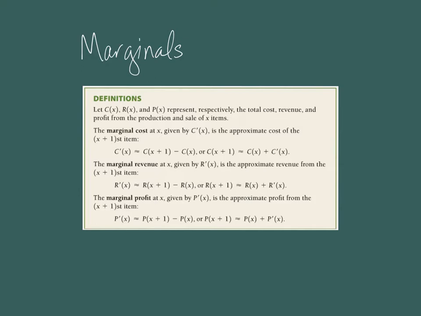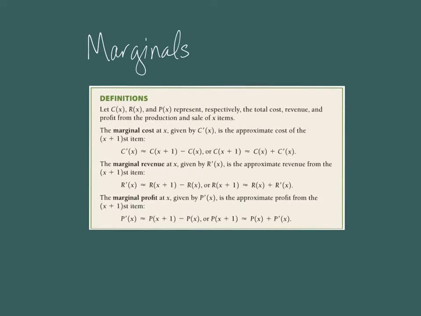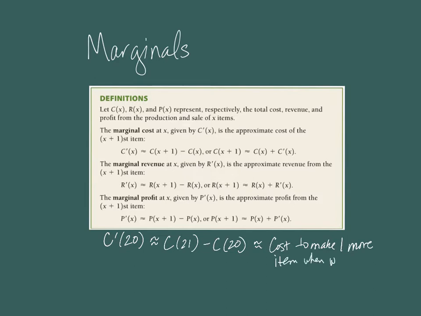So for example, the marginal cost at a production level of 20 items is approximately the cost of 21 items minus the cost of 20 items. So this is approximately the cost to make one more item when we're producing 20 items.